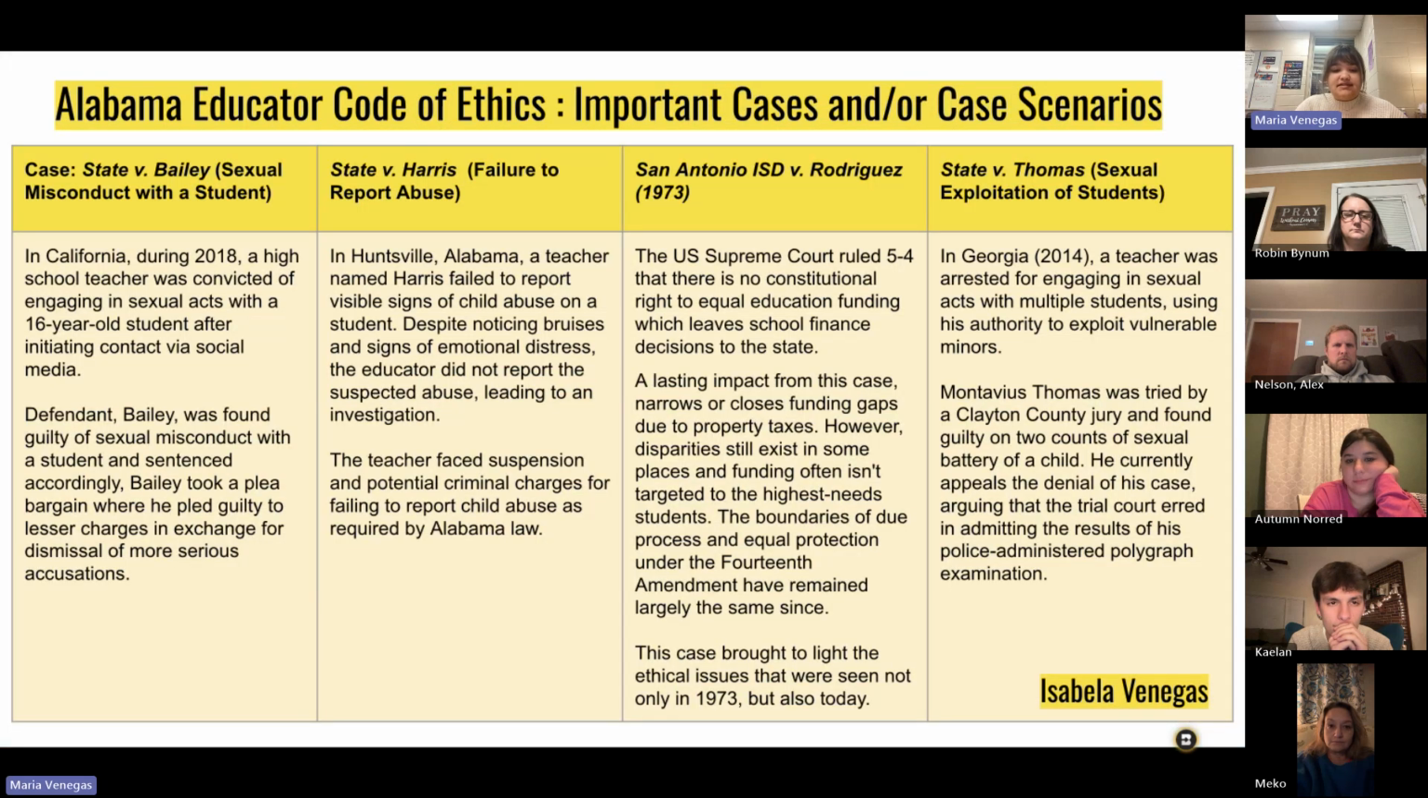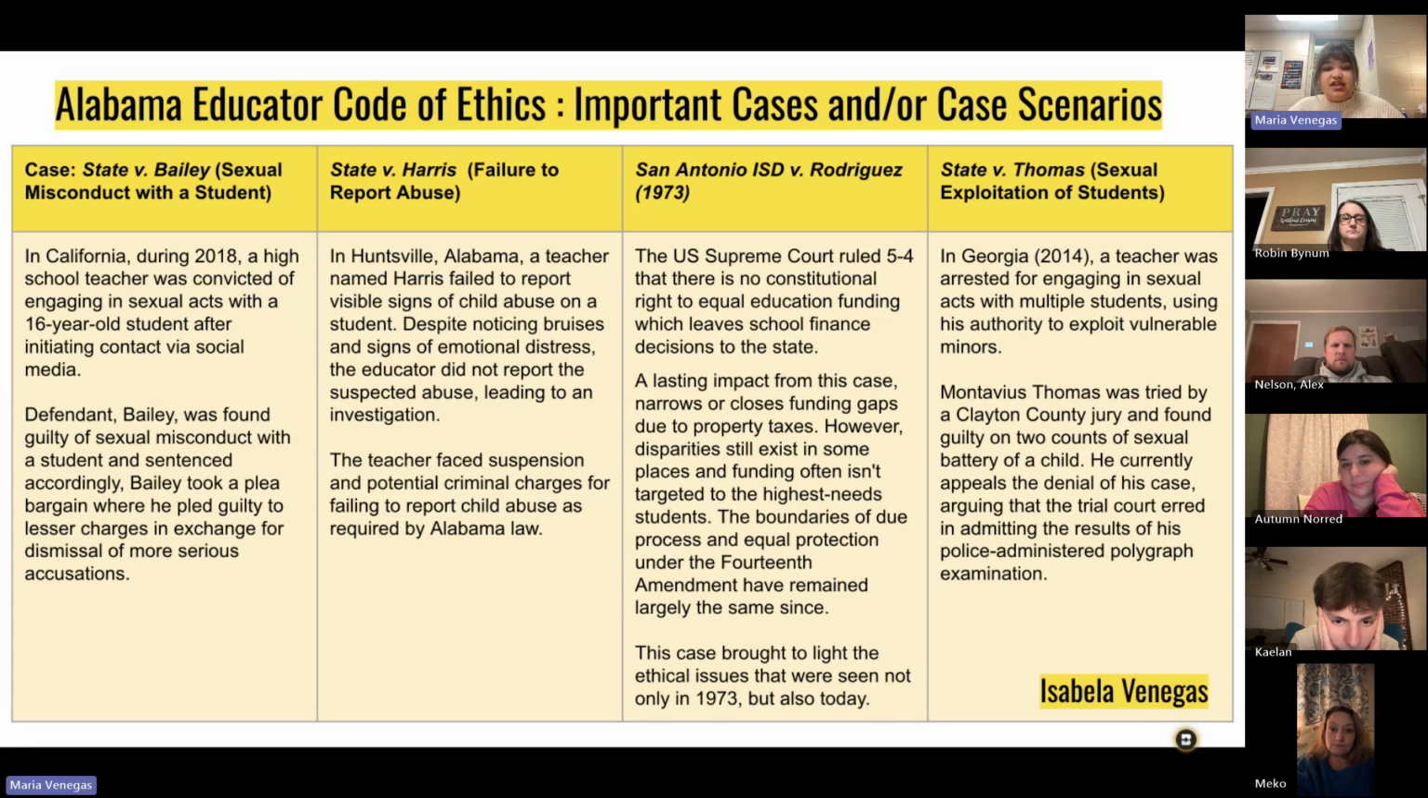Some important cases dealing with this. Many of the key cases related to ethics, such as State versus Bailey and State versus Thomas, stem from sexual misconduct and led to the convictions of teachers. Another important case is State of Alabama versus Harris, where an educator failed to report visible child abuse, leading to suspension and potential criminal charges under mandatory reporting laws.